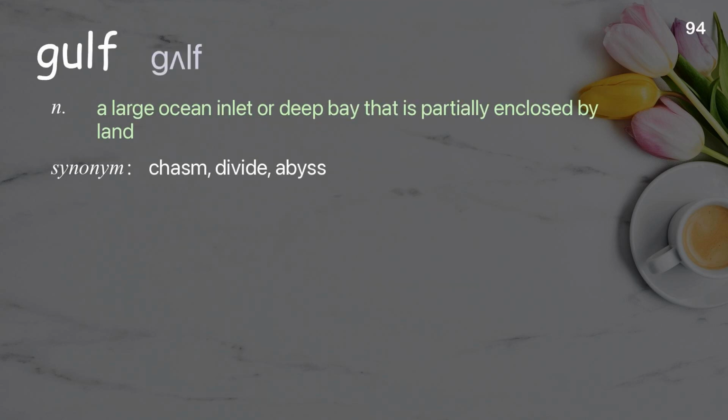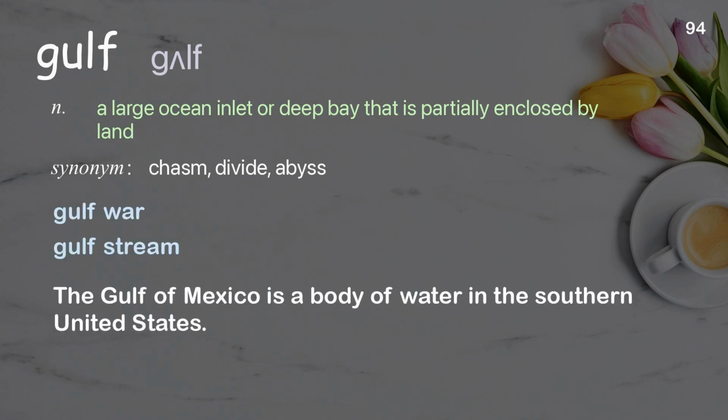Gulf: a large ocean inlet or deep bay that is partially enclosed by land. Examples: Gulf War, Gulf Stream. The Gulf of Mexico is a body of water in the southern United States.